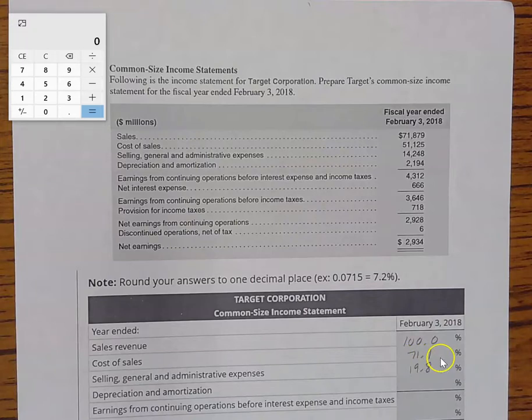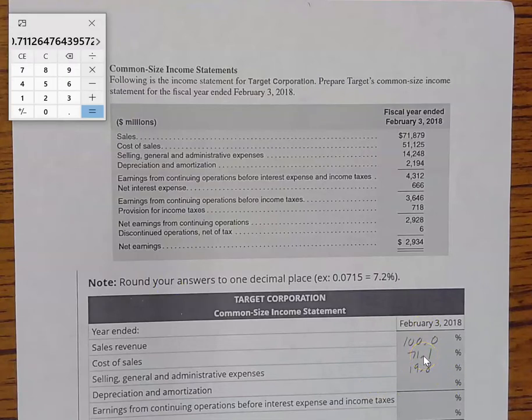But notice I've calculated that one as 71.1%, and all I did to do that was take 51,125 as my numerator and divide by my base, 71,879, using that as the denominator, and we come up with 71.1% rounded to one place. Okay. If you're familiar with cost of goods sold, this is not exactly the same thing, but for our purposes, it'll be close enough.